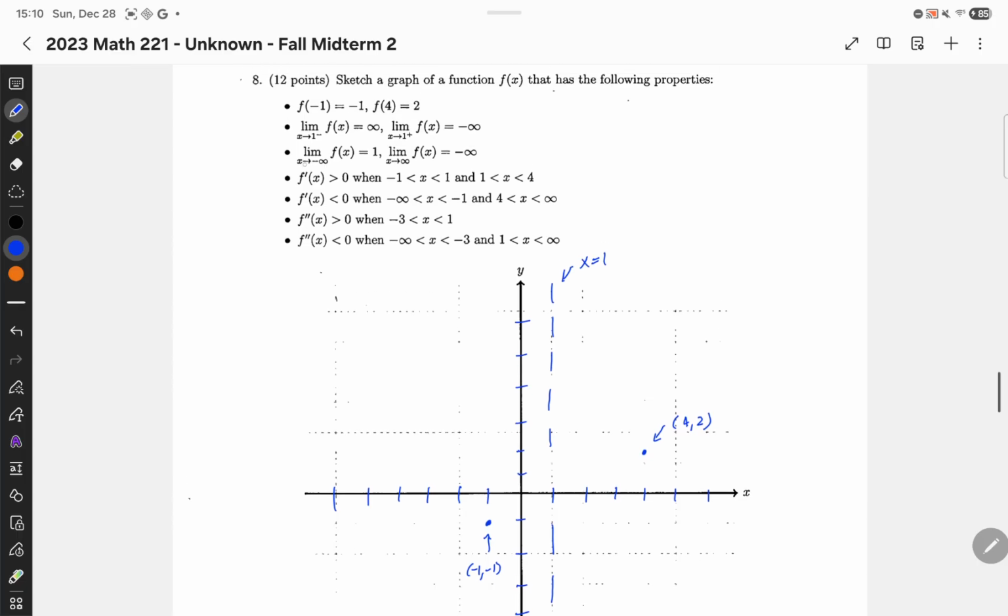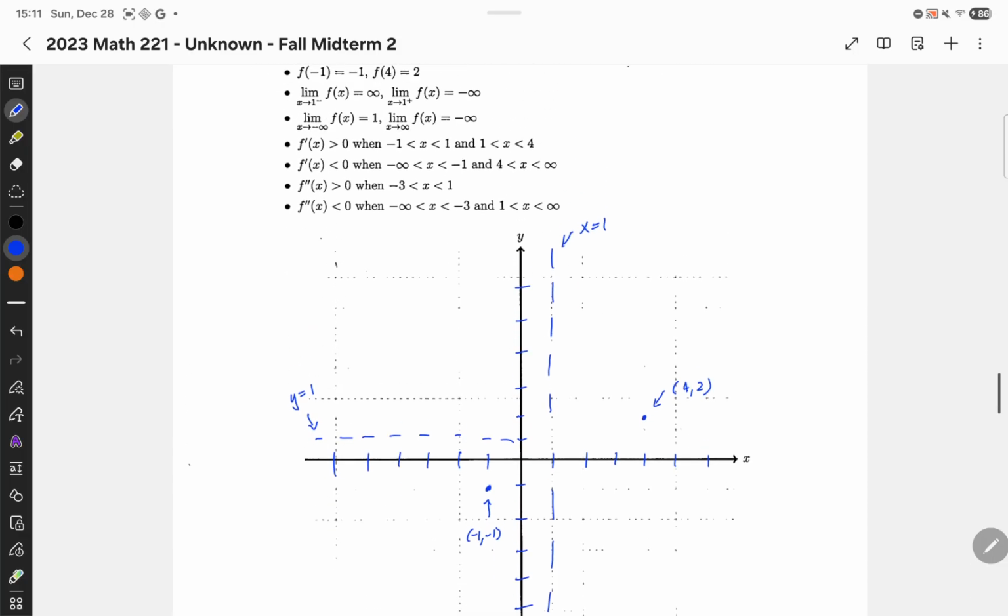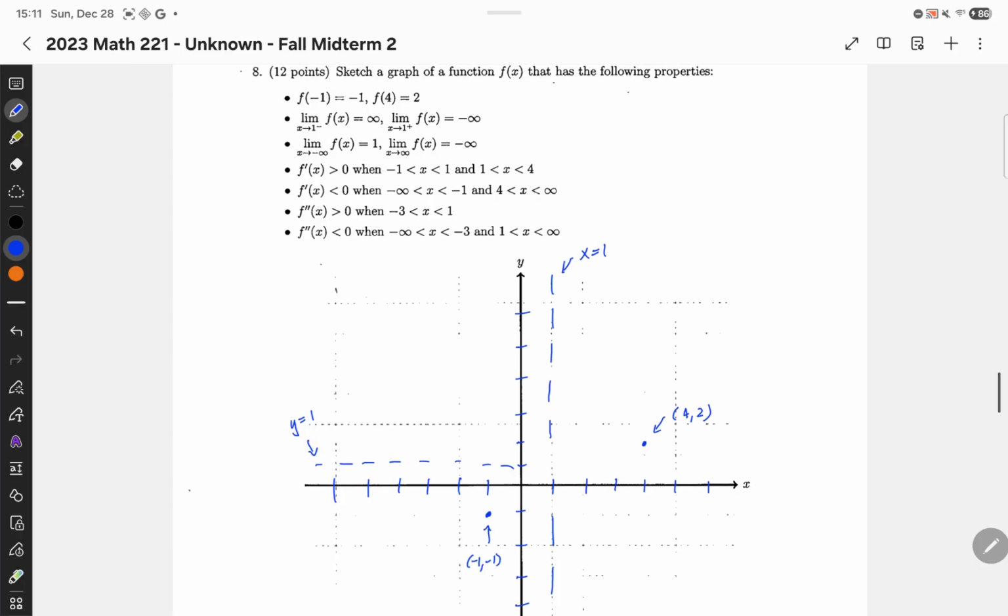Next up, the limit as x approaches negative infinity is going to be 1, so that's a horizontal asymptote. We'll put some tick marks right here. This is y is equal to 1. And lastly, the limit as x approaches positive infinity is going to be negative infinity, so it's just dropping down really steeply. And now we have all of these limits, or these derivatives.